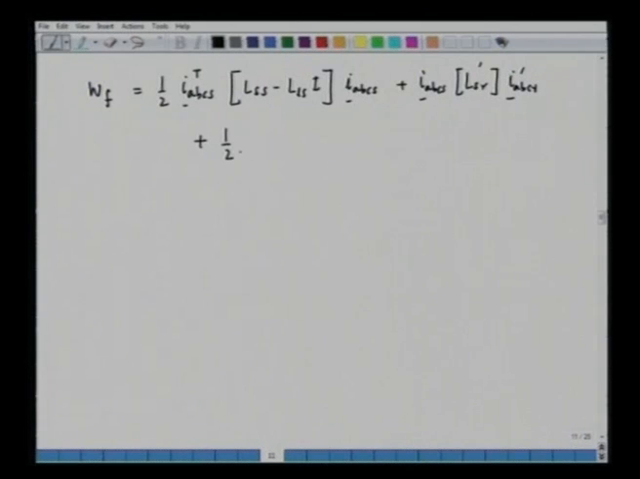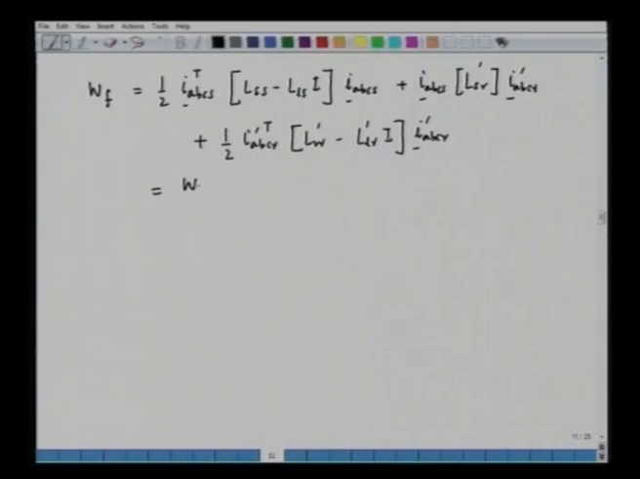plus half i_abcr prime transpose (L_rr prime minus L_lr prime I, where I is the identity matrix) into i_abcr prime. So, this is basically the energy stored in the coupling field. And since we are assuming a linear magnetic circuit, we assumed in the very beginning that magnetic saturation is neglected. So, this energy stored in the coupling field is the same as the co-energy.